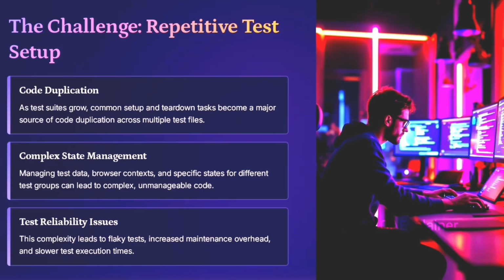And the third is test reliability issues. We have complex scenarios, flaky scenarios, slower scenarios. How can we maintain reliable test execution? For that we can use fixtures. So these three are the major challenges that we will get when our framework becomes vast and is used for very important testing. At that time we can use fixtures to overcome those challenges.